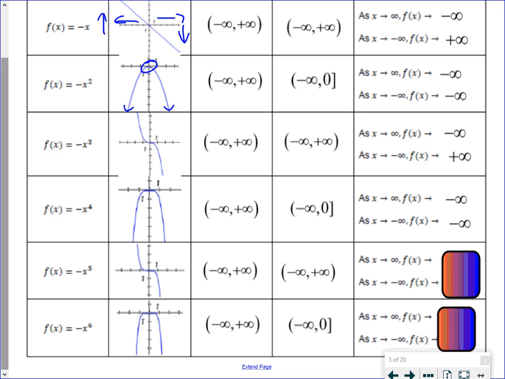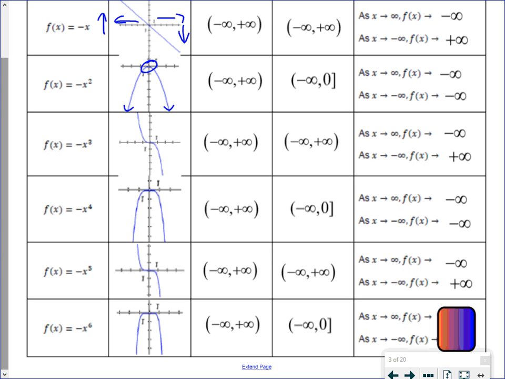For f of x equals negative x to the 5th power, it's very similar to f of x equals negative x to the 3rd power. The domain, range, and end behaviors will be the same. And if you compare this to the previous slide, you compare f of x equals negative x to the 5th with f of x equals x to the 5th. The domain and range stay the same.